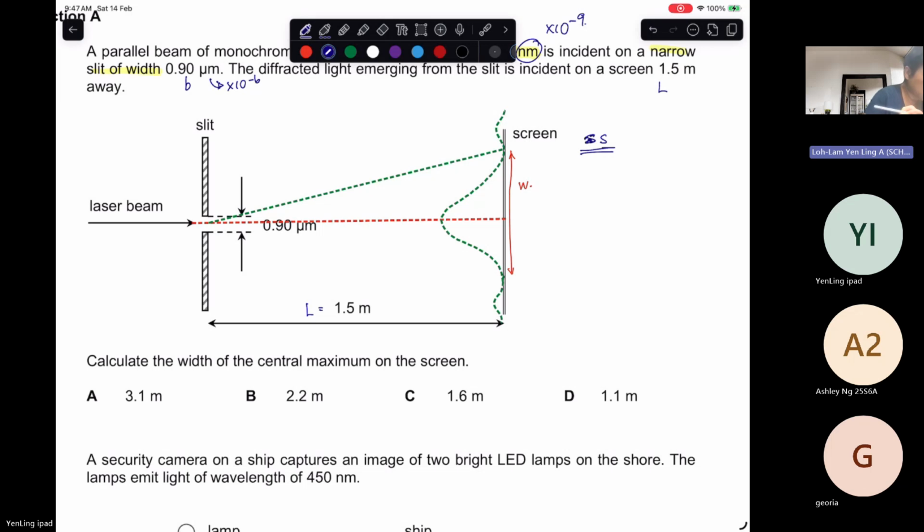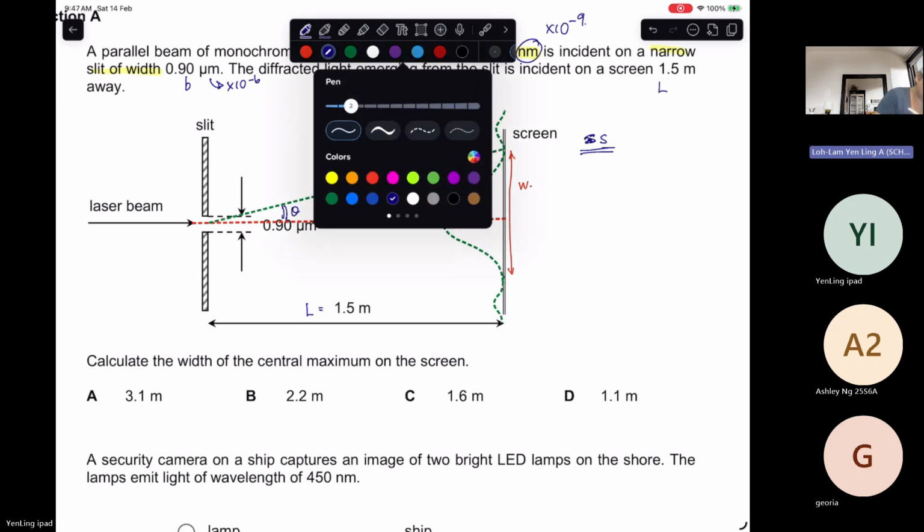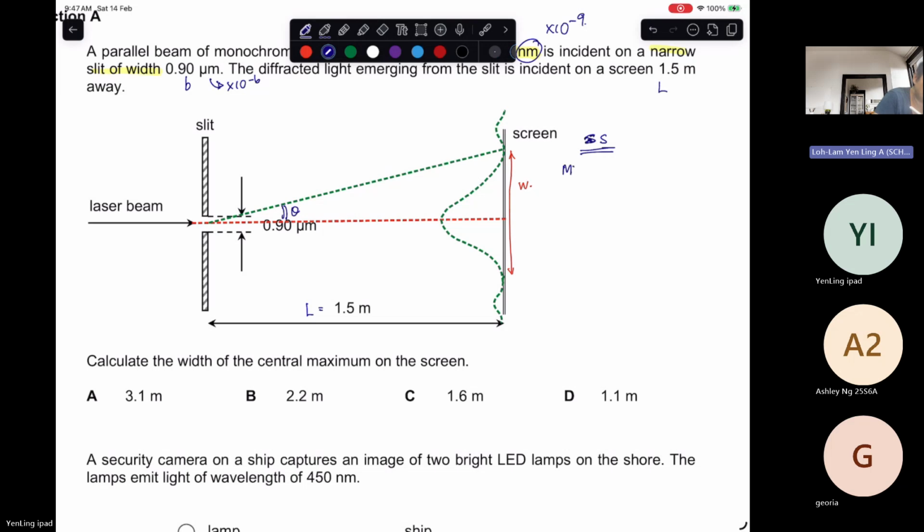Okay. All right. So for the single slit, this would be theta. And then we only look for positions of minima.